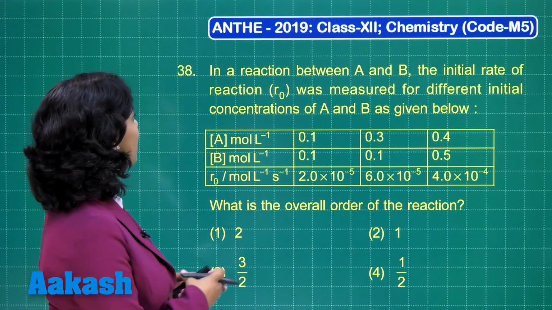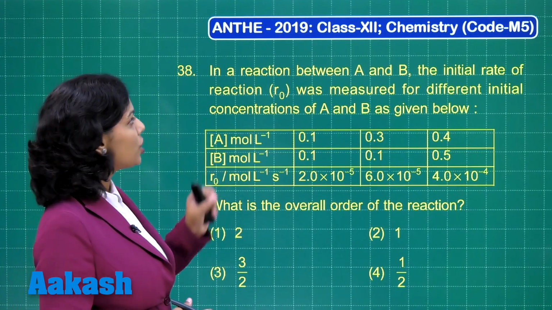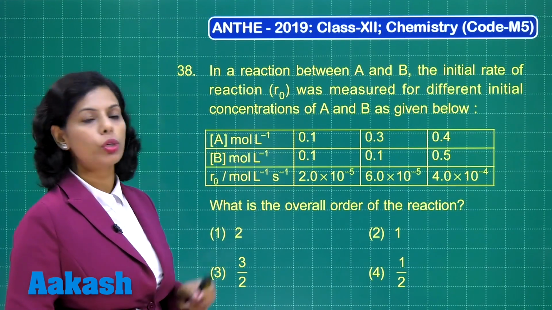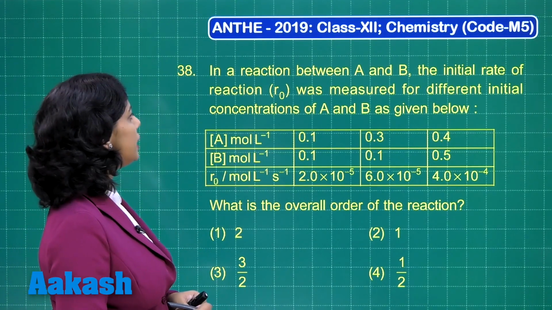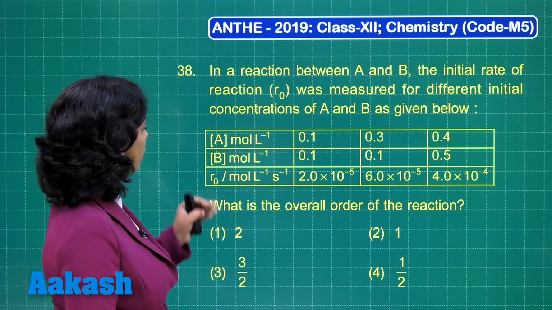Students, here is question number 38. In a reaction between A and B, the initial rate of reaction R0 was measured for different initial concentrations of A and B. These are given below. Have a look at that.